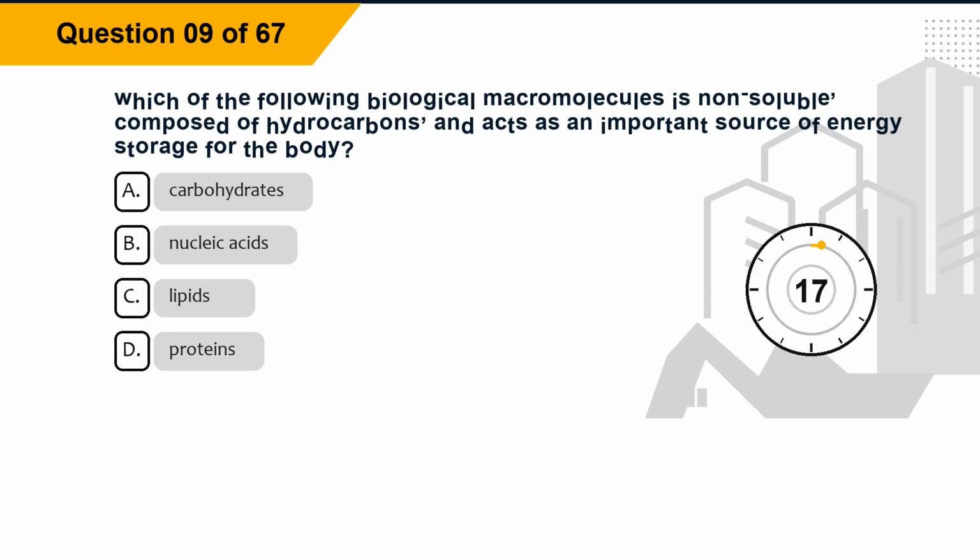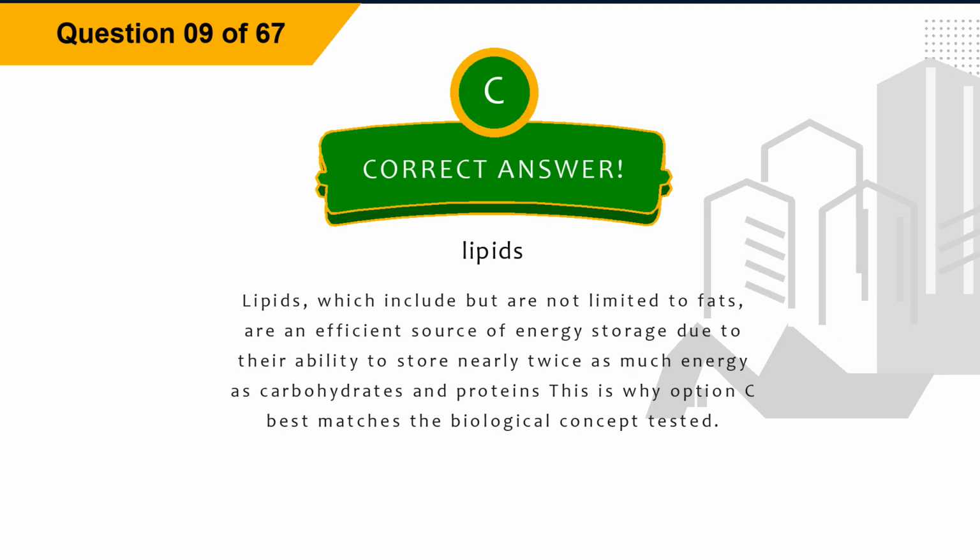Question 9. Which of the following biological macromolecules is non-soluble, composed of hydrocarbons, and acts as an important source of energy storage for the body? Option A, carbohydrates. Option B, nucleic acids. Option C, lipids. Option D, proteins. The correct answer is Option C, lipids.